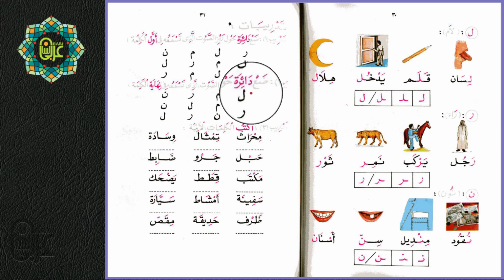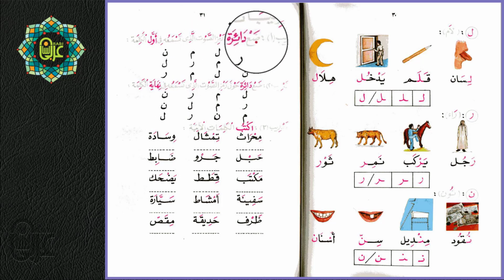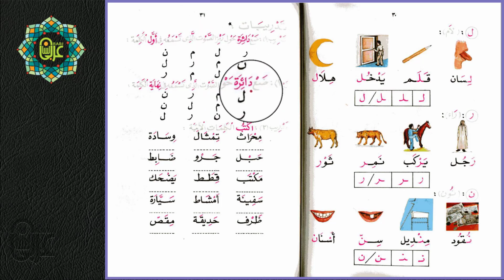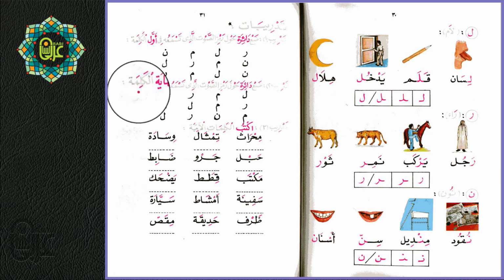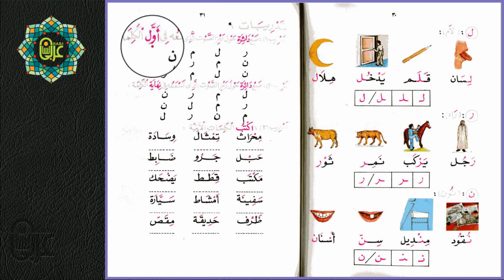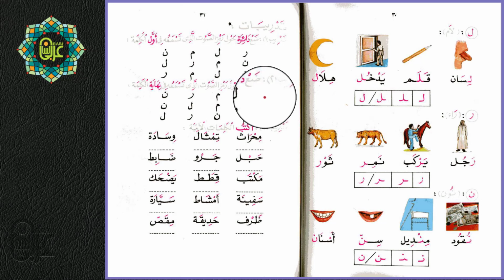تدريب اثنان: ضع دائرة حول رمز الصوت الذي تسمعه في نهاية الكلمة. Now, أول is beginning, نهاية is end, in the end of the word. So, I will say the word, and you try to guess the sound in the end of this word.